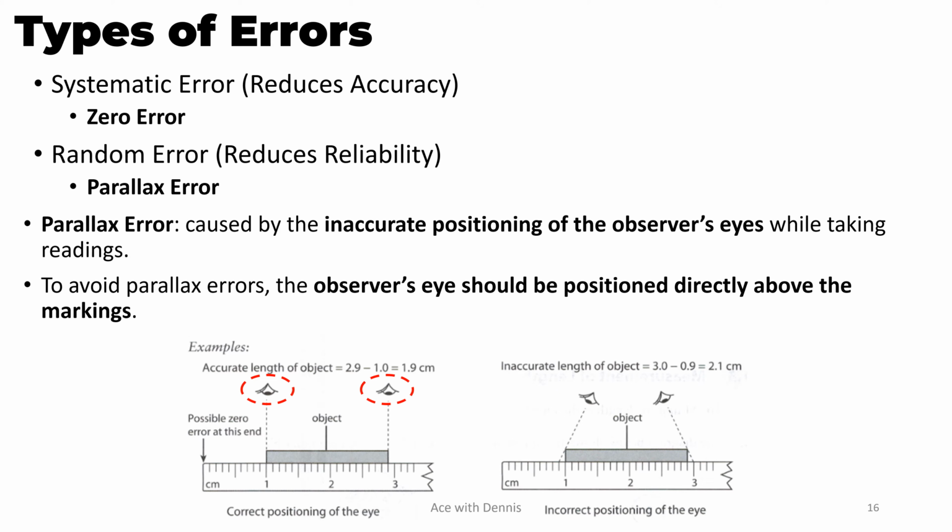The second diagram is showing incorrect positioning of the eye. Look at the first eye, right? It is not aligned properly and will give us a 0.9 cm reading. For the second eye, it will give us a 3.0 cm reading. Hence, we'll get the inaccurate length of the object, which is 3.0 minus 0.9, and it gives 2.1 cm.